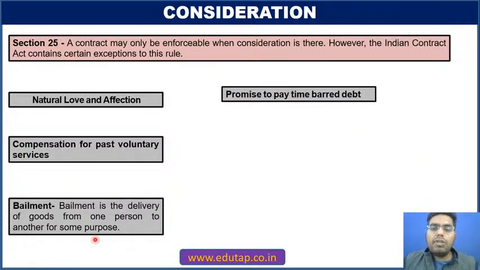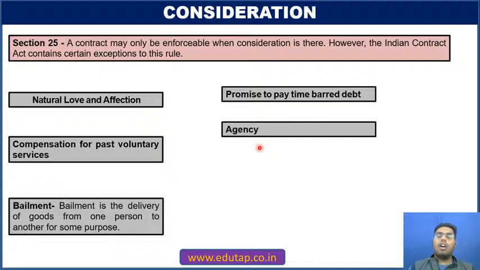Next is promise to pay a time-barred debt. Very important. I've told you that in the Limitation Act, you cannot recover any money from anyone after 3 years. But the debtor was a very nice person. He said, I will be paying you the money, and gave it in writing, although the debt has been time barred. It has been more than 3 years. Legally you cannot take any action against me, but if after 3 years the debtor gives you in writing that he will be paying you the money, and he pays you the money, that is also a valid consideration.